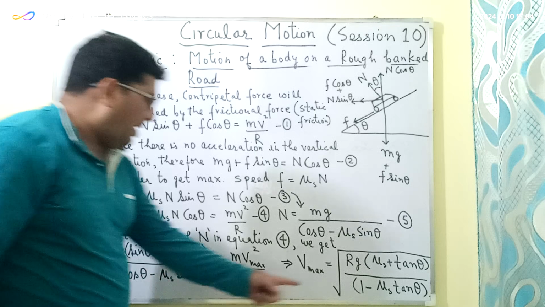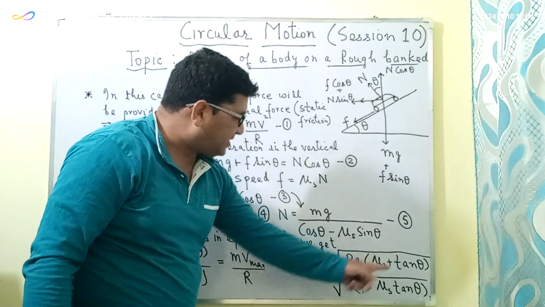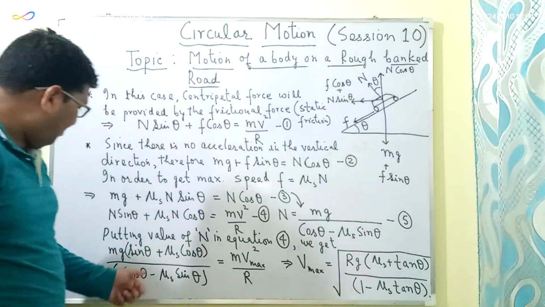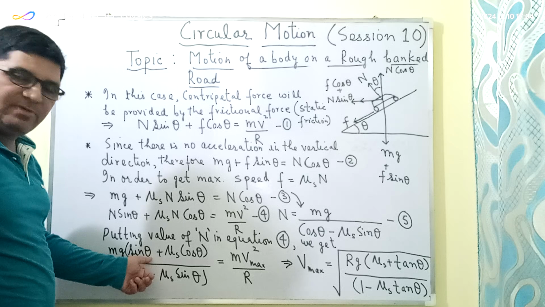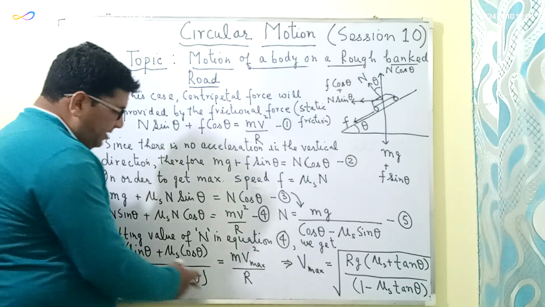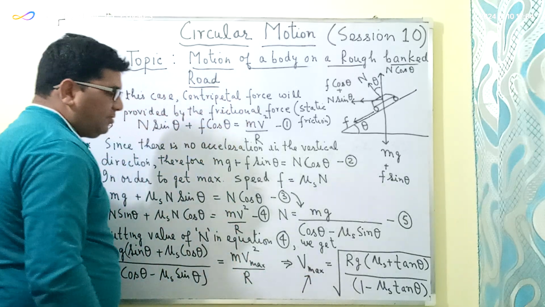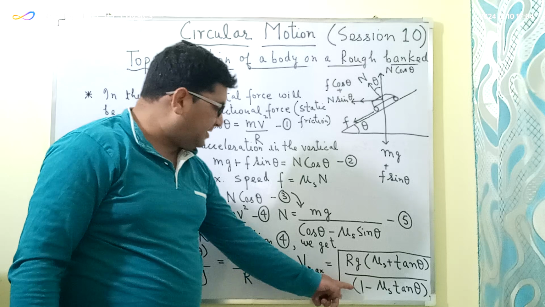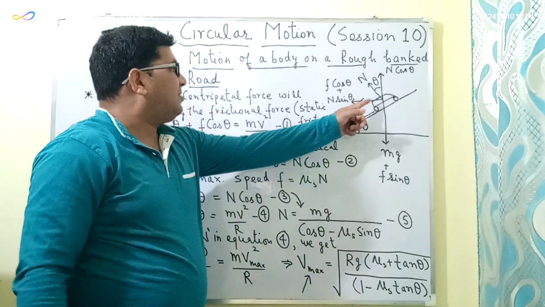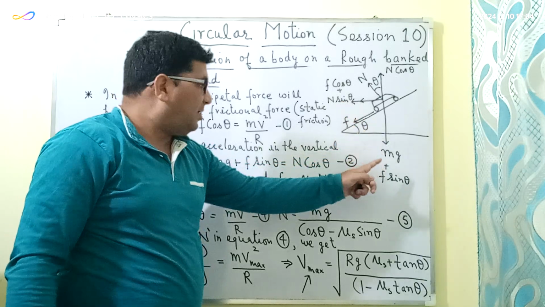So V max will be equal to under root of Rg in bracket mu s plus tan theta divided by 1 minus mu s tan theta. Here we have got tan theta by dividing the left hand side by cos theta in the numerator and the denominator. So V max is equal to under root Rg in bracket mu s plus tan theta divided by 1 minus mu s tan theta. This is the maximum speed with which this vehicle can move on a banked surface which is rough.